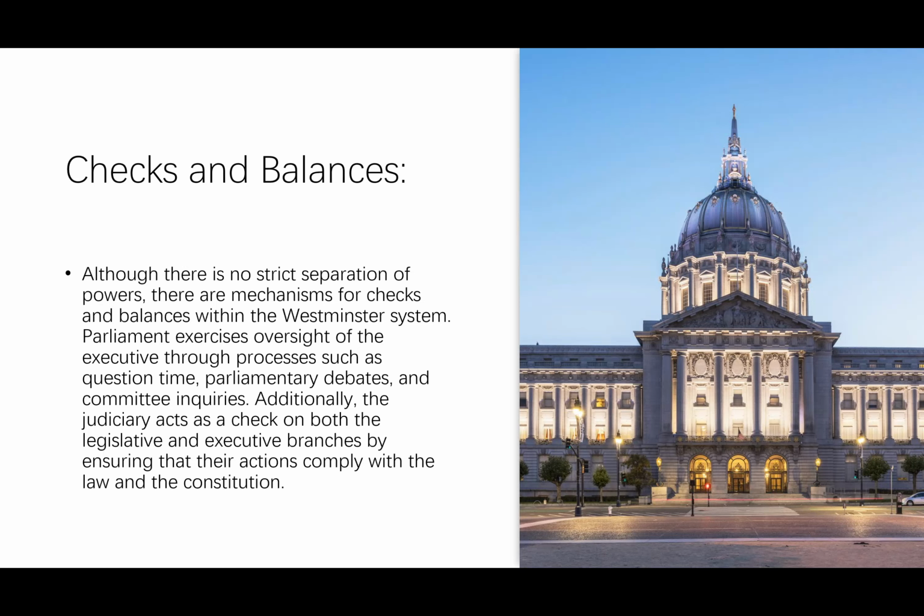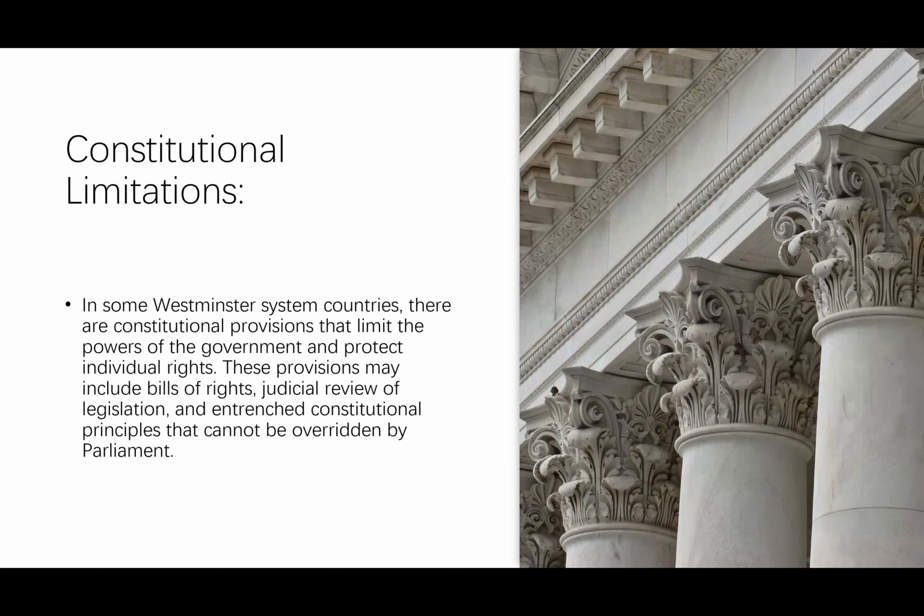So there is a system of checks and balances within the separation of powers to make sure that no one branch is overstepping, contributing to a breach of the doctrine of ultra vires, or doing anything unconstitutional. So we've always had that amount of checks and balances that exist. And there are constitutional limits as well. So within the Westminster system countries, there are constitutional provisions that limit the powers of the government and protect individual rights.